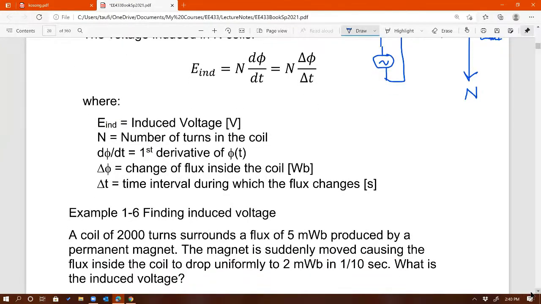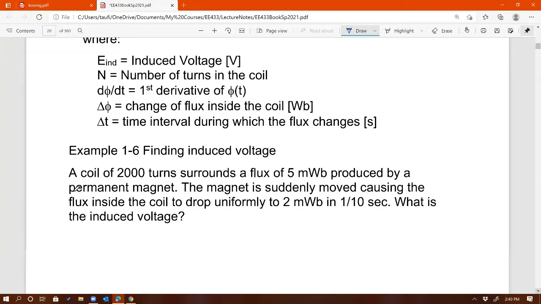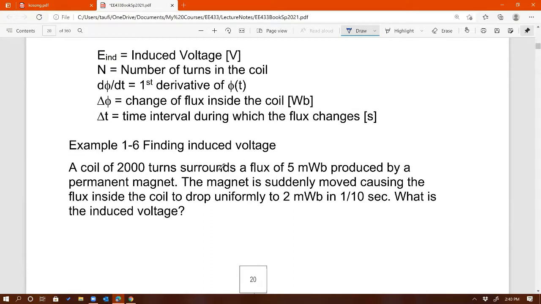Here's an example. Let's say that I have a coil of 2,000 turns that surrounds a flux of 5 milliwebers produced by a permanent magnet. The magnet is suddenly moved, causing the flux inside the coil to drop uniformly to 2 milliwebers in 1/10 of a second. Okay, what is the induced voltage?